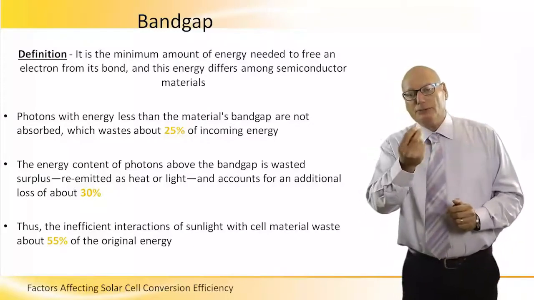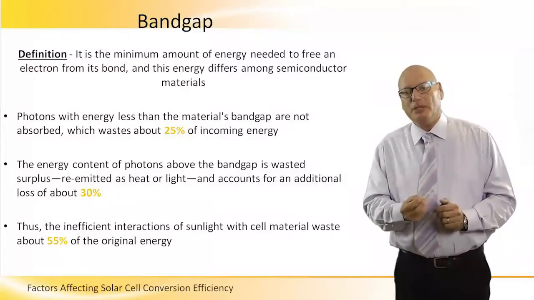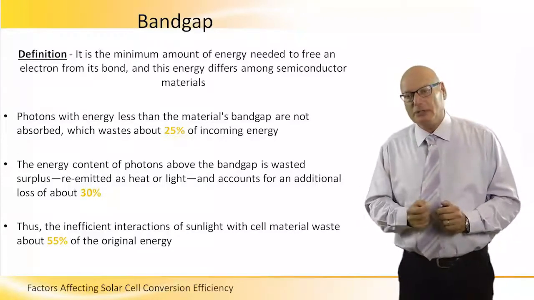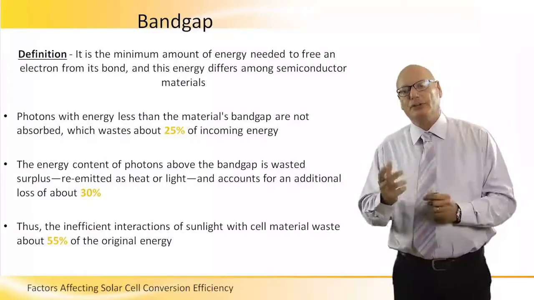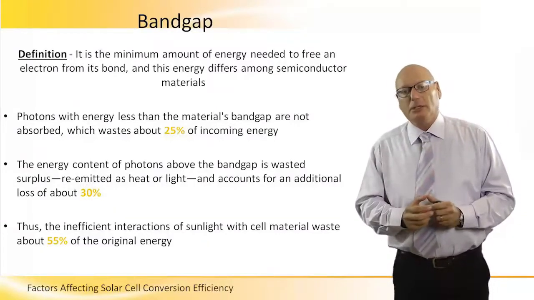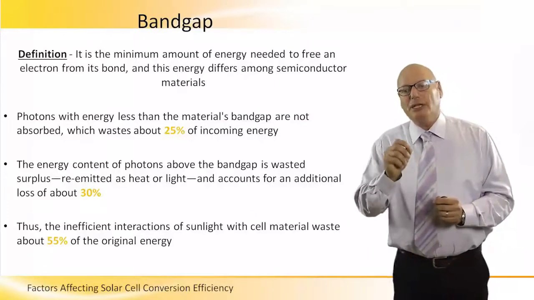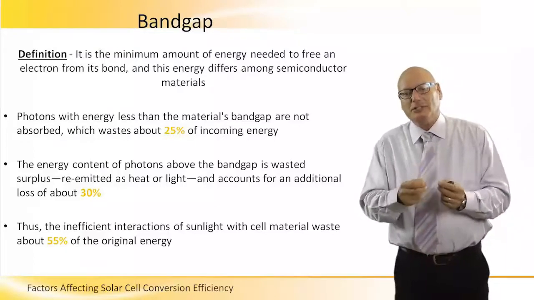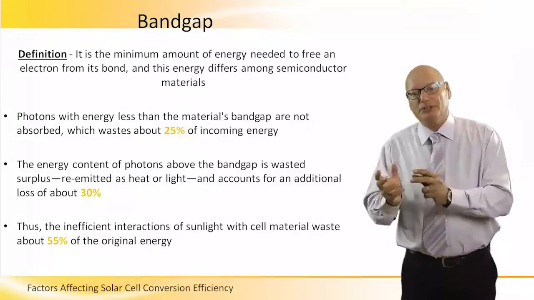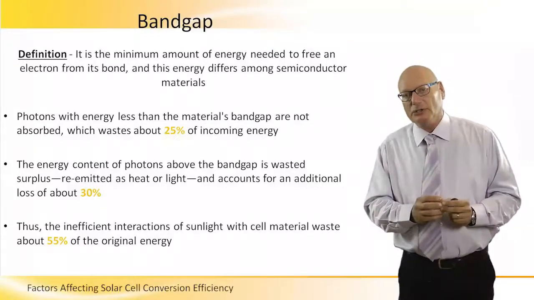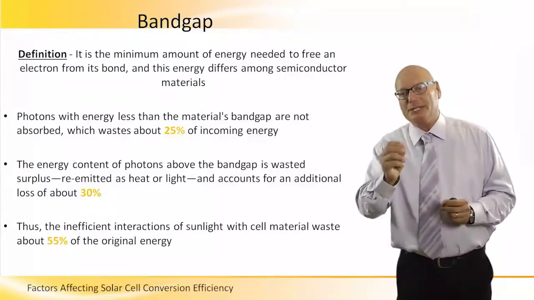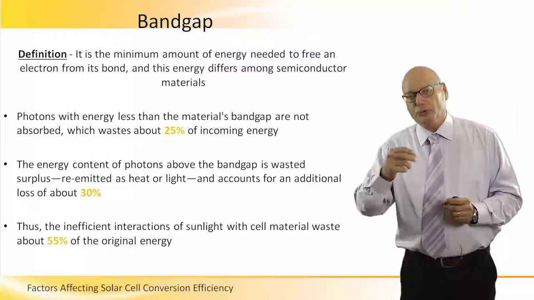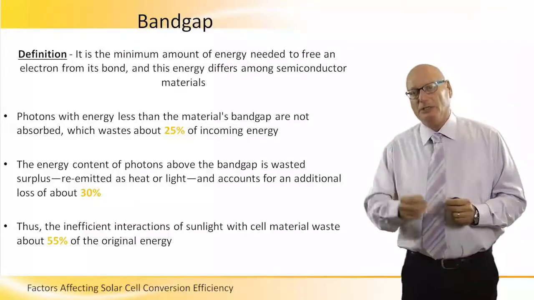The energy contents of the photons above the bandgap is wasted surplus, re-emitted as heat or light, and accounts for an additional loss of about 30%. Thus, the insufficient interactions of sunlight with cell material waste is about 55% of the original energy, 25 plus 30. So only very few photons, less than half, are really having enough energy to create electrical energy.